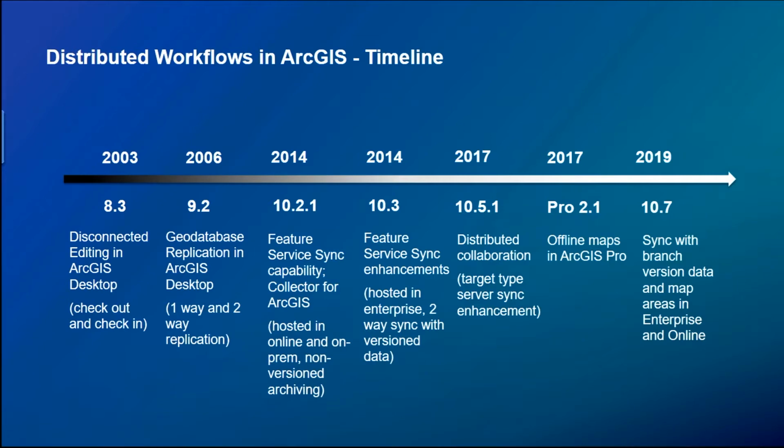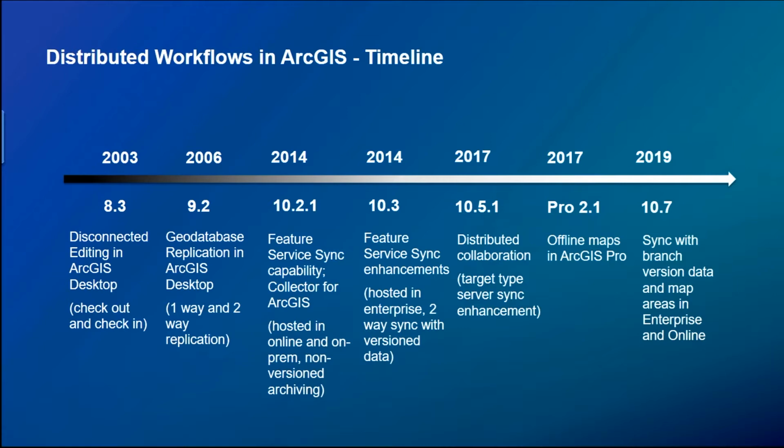And then in 2006 at 9.2, we released Geodatabase replication, and we relabeled it from disconnected editing to Geodatabase replication and introduced one-way and two-way replication. And then between 2006 and 2014, I don't have any milestones listed, but we regularly added enhancements to that platform. So we added Geodata services and the ability to sync those, one-way child to parent replication, schema synchronization tools, and so forth.